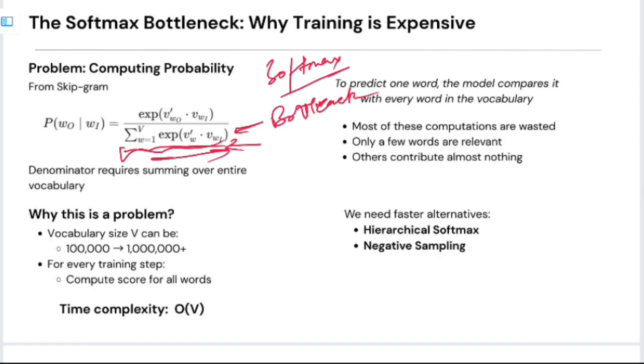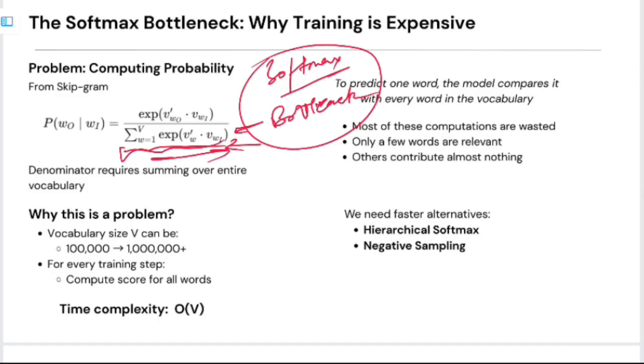But there's the key insight, which is that most of these computations are wasted. And this is what the authors of the paper noticed, that this is where most of the computation is being spent. When predicting context words, only a few words are actually relevant, the correct ones. All the other words contribute almost nothing. So we are doing massive computation for almost no useful information. And this is what we call the softmax bottleneck.